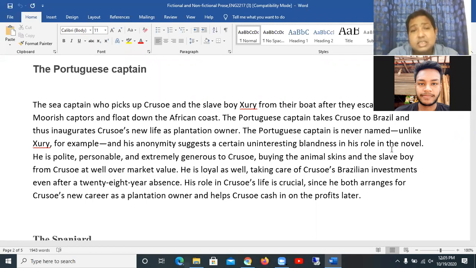He had a good personality and was extremely generous to Crusoe, buying the animal skin and the slave boy from Crusoe at well over market value. So when Crusoe rescued himself from the hands of the pirates from the Moorish port of Salé, Crusoe didn't have a single penny in his hand. He sold to the Portuguese captain the boy Yuri. Not only that, a skin of an animal.